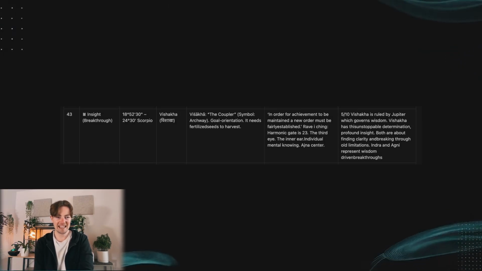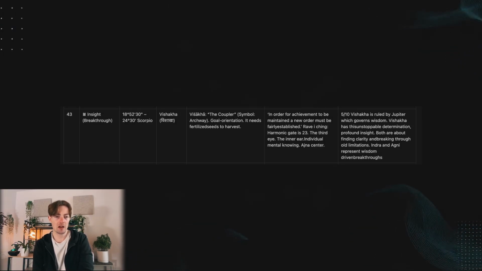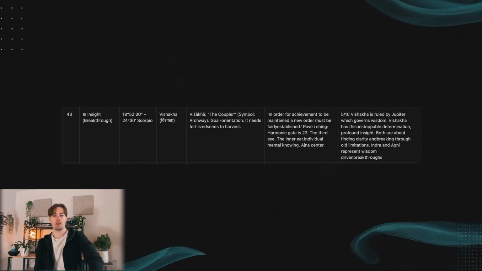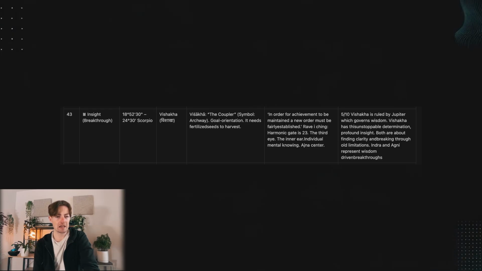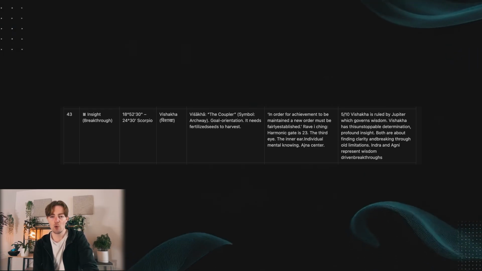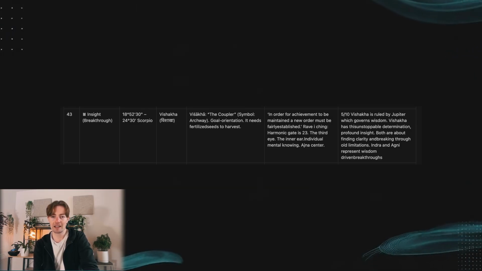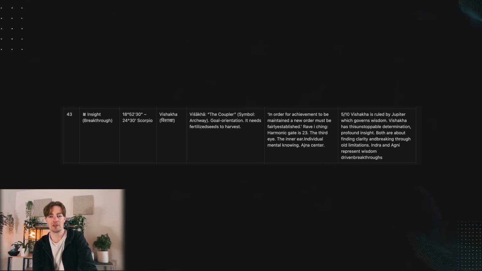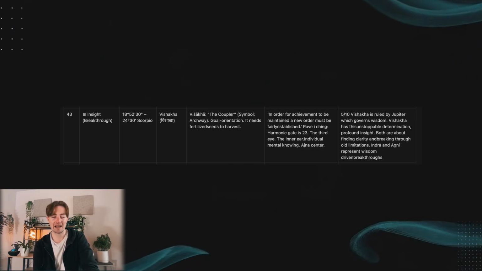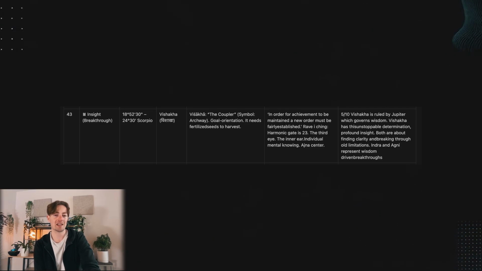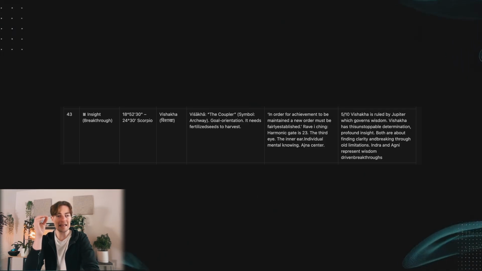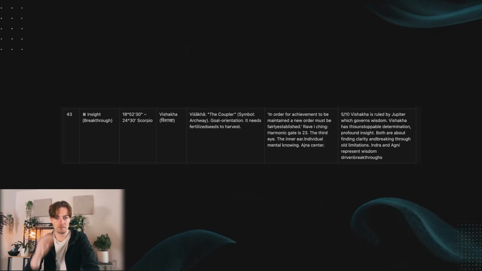Gate 43, Insight, the gate of breakthrough. 18 degrees to 24 degrees of Scorpio within the Vishakha nakshatra. The notes on the gate 43, I have: in order for achievement to be maintained, a new order must be firmly established. From the I Ching, the harmonic gate is 23. This is about the third eye, the inner ear, individual mental knowing, and it's the Ajna center, that third eye center. So it's a mental gate of insight, mental breakthrough.